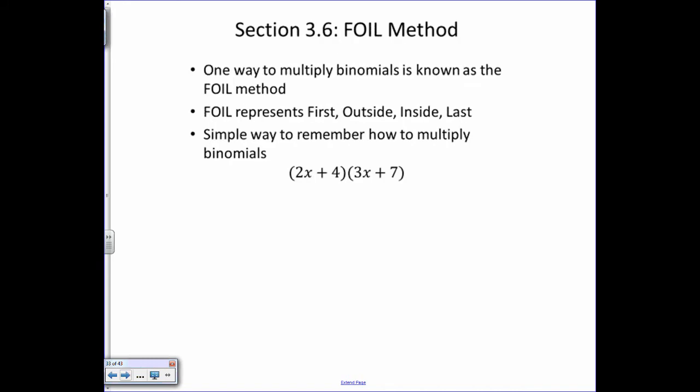So one way to remember how to multiply binomials is known as the FOIL method. When we use the FOIL method, it represents first, outside, inside, last. It's just an easy way of remembering how to multiply binomials. So let me show you what I mean. By first, we mean the first two terms of both binomials. So 2x times 3x. Well, 2x times 3x is 6x squared.